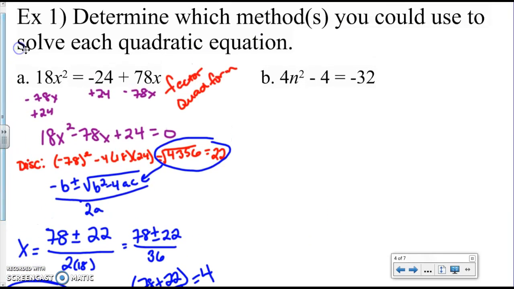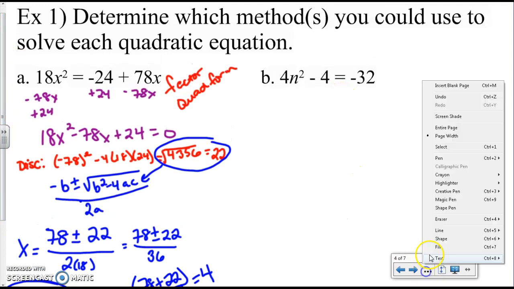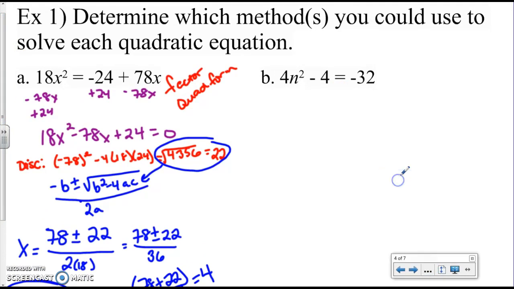For B, I'm going to go back to the beginning and ask myself the same questions. First, is there an x squared but not an x? So notice, in this case it's n squared. We have an n squared, but there's no n here. So my answer is yes for that first question. I can go ahead and solve this right away.